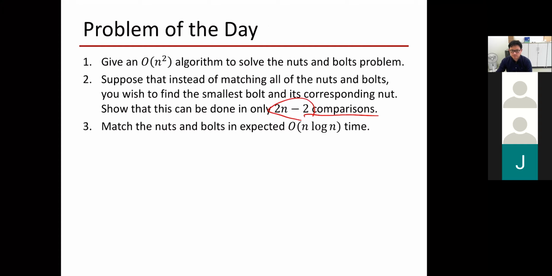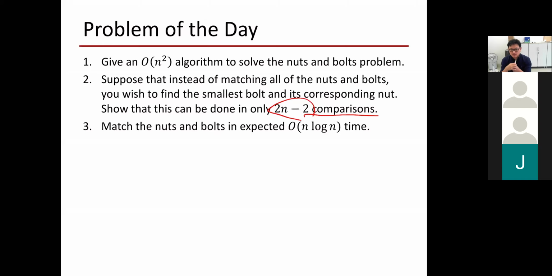Sir, can I try? This is Jong-hoon. Sure. I will pick random nuts and random bolts. And if the bolt is larger than a nut, then pick another bolt. And if the nut is larger than a bolt, change to another nut. And if we repeat it, I think I can find the smallest bolt in 2n comparisons.